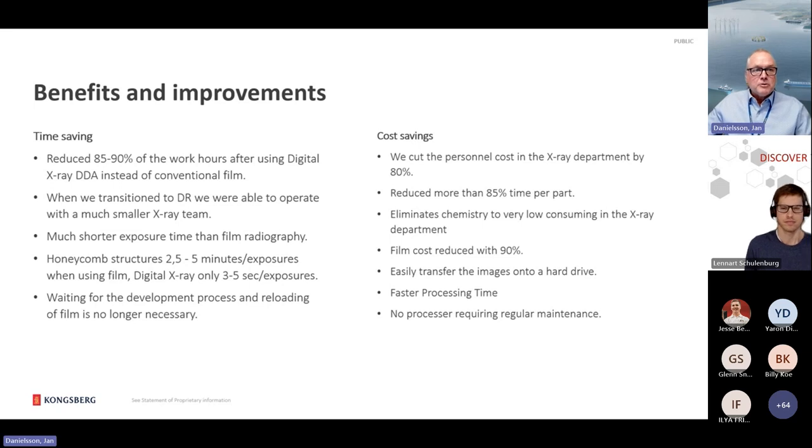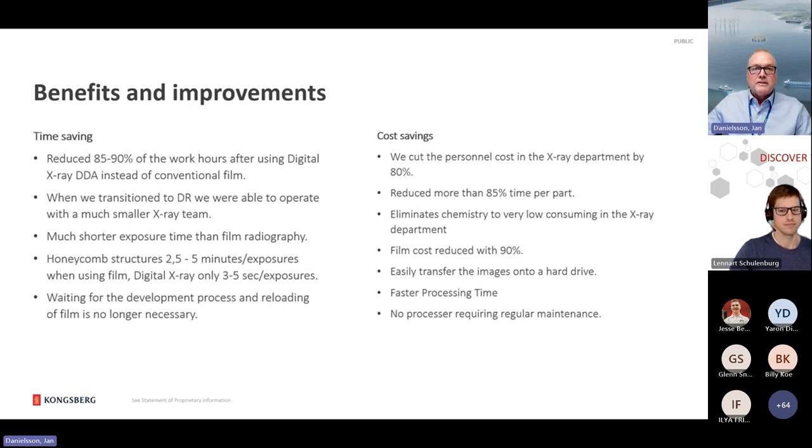There's a much shorter exposure time than film radiography. For the honeycomb structures, we have an exposure time of 2.5 to 5 minutes per exposure when we use film. And for digital, it is 3 to 5 seconds per exposure. And with the time saving, waiting for a development process and reloading of film is no longer necessary.